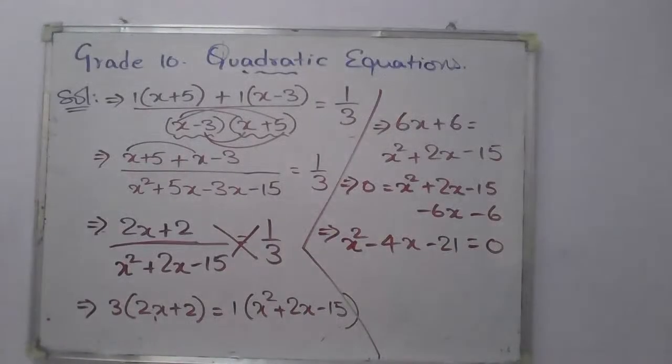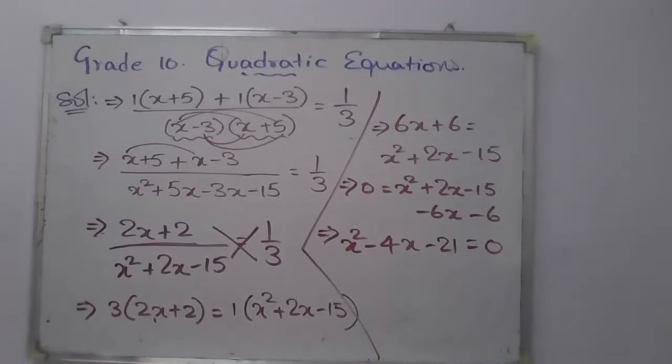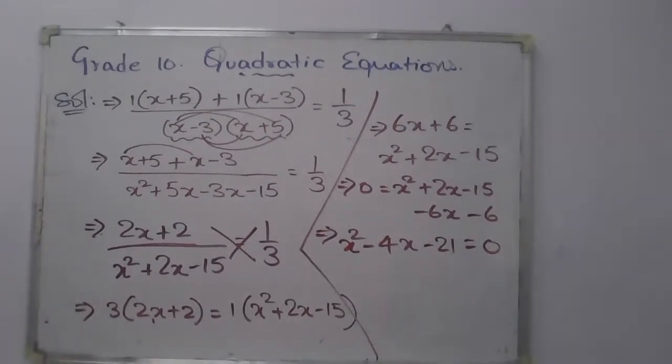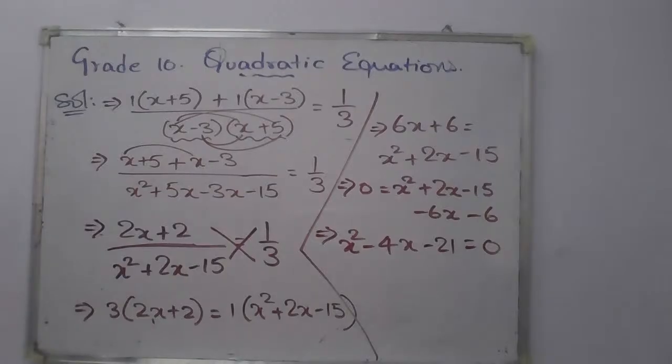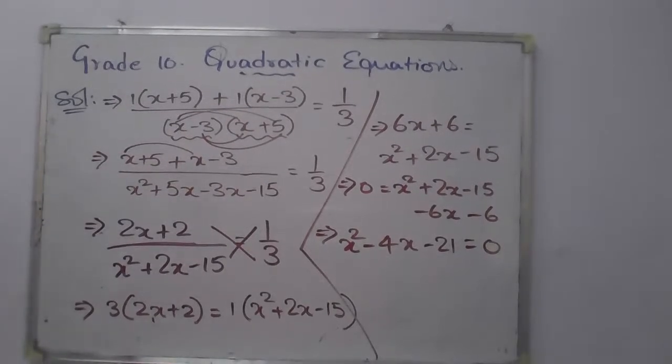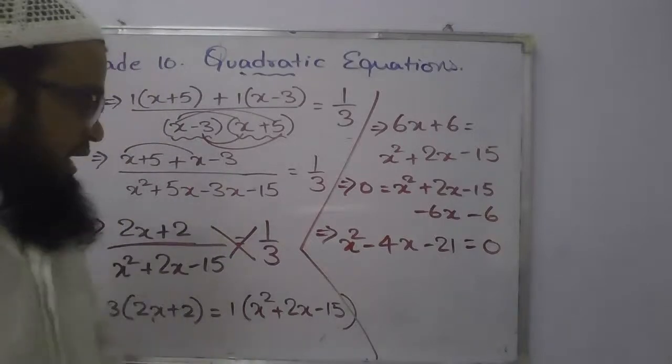The charging is getting low. So x square minus 4x minus 21. Right, my dear students?